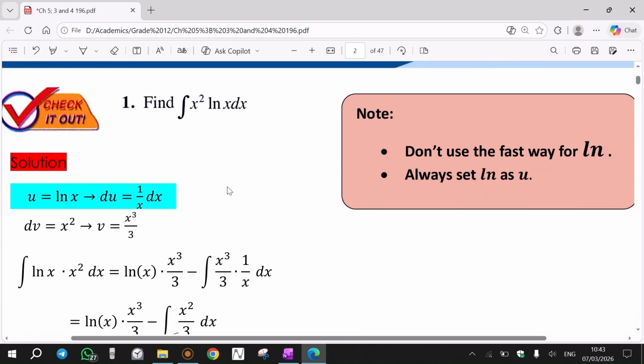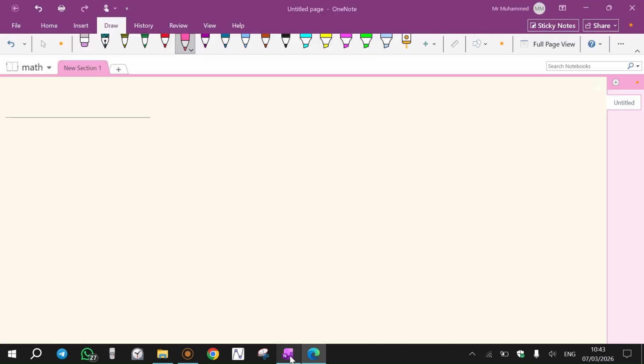This example contains ln. Whenever you see ln, the fast way doesn't work. And remember, always set the ln as u. Don't use the fast way for ln. Let's solve this one as well.